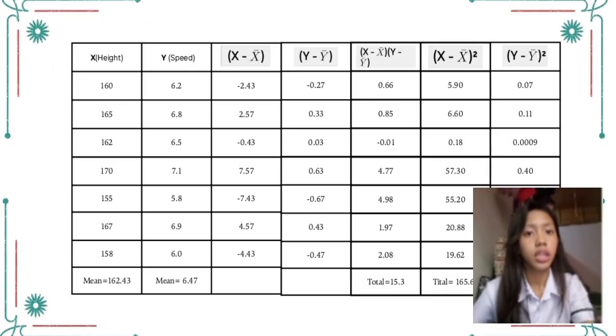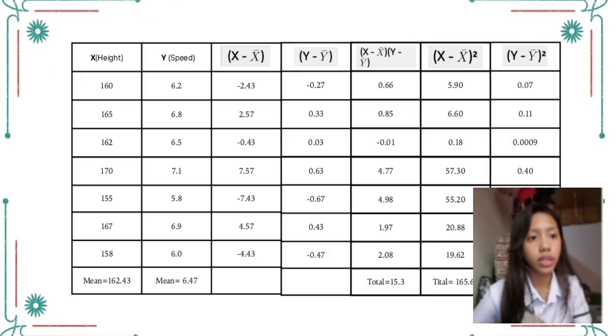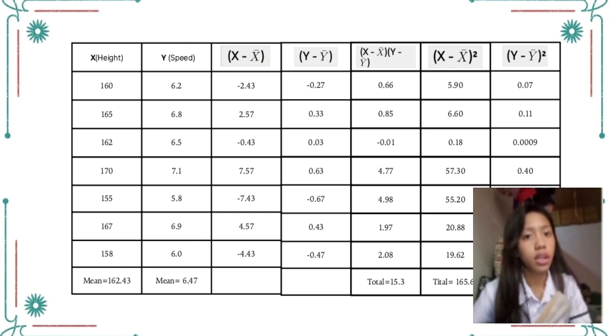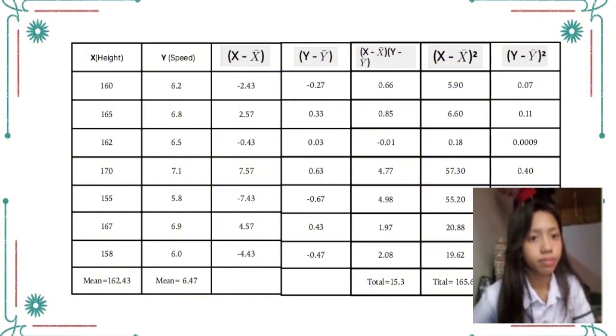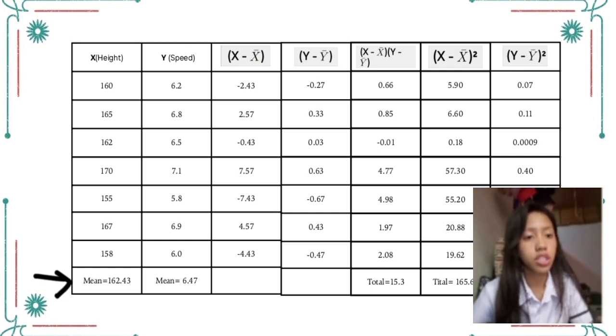This is an example of a table only. This is not the actual data. This is only an example to help you understand how to get Pearson's R. First, we need to get the total of the x and y variables and find their mean. As you can see, the mean of the height, or x, is equal to 162.43, while the mean of speed is 6.47.